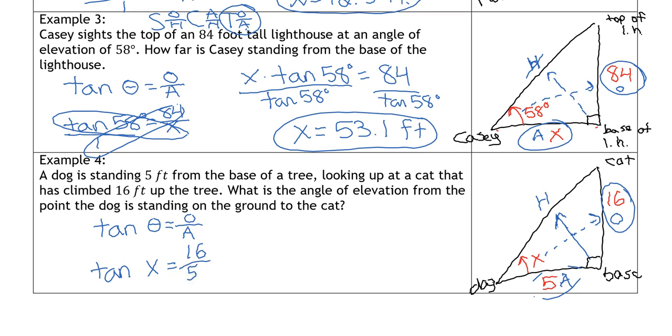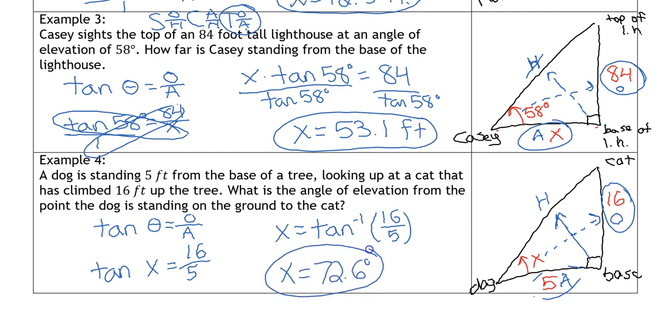And then this is where I just use my inverse trig ratio, that inverse tangent. X equals inverse tangent, with a little negative 1, of 16 over 5. And that angle is 72.6 degrees.